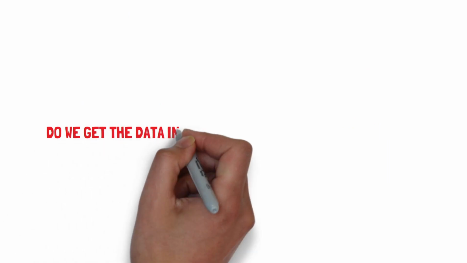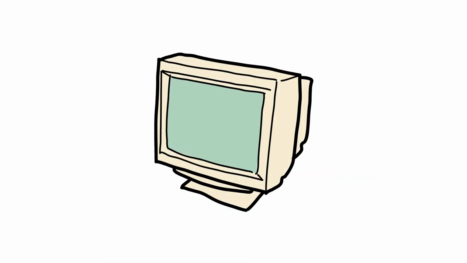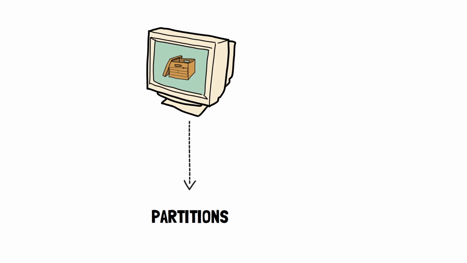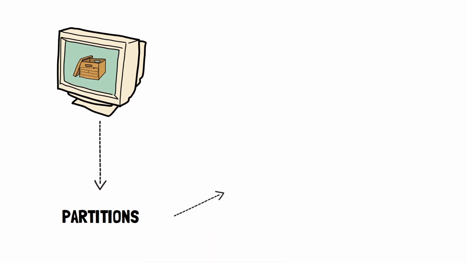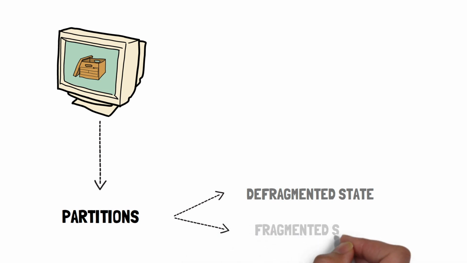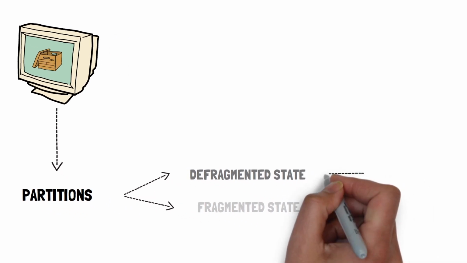Do we get the data in the same format as it was originally? In practical application, computer storage consists of subparts called partitions. Files in these partitions may be stored either in a defragmented state, that is, parts of files are stored in a continuous form, one after another, or fragmented state. The parts are spread out around the disk in fragments.